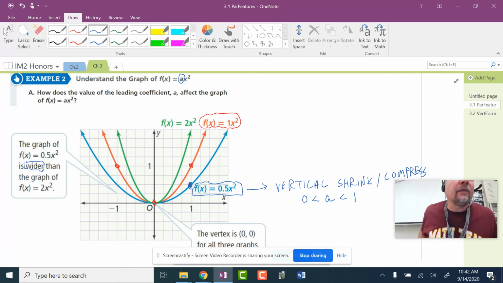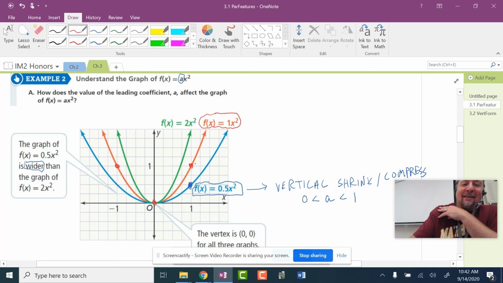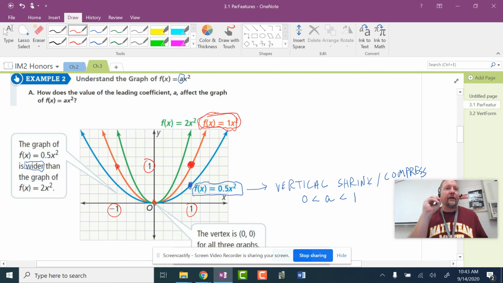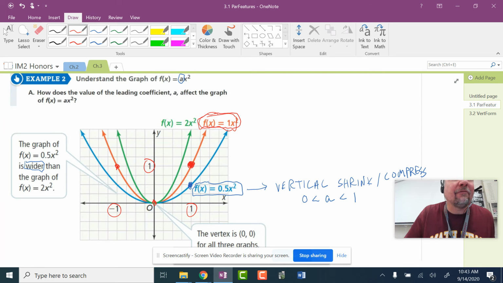Okay, so he said, how do you know that the orange is the parent? First of all, it's red. Sorry, it may look orange, but look, here's 1 and here's -1 and here's 1. So 1 squared is 1. Okay, input output 1 comma 1. So that is the parent function. f of x equals 1x squared.